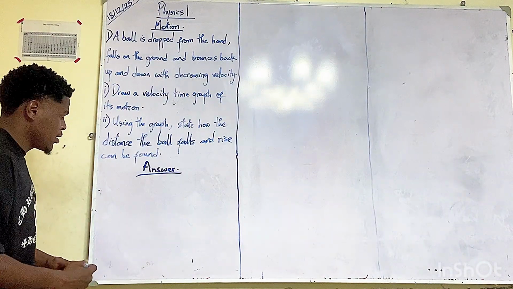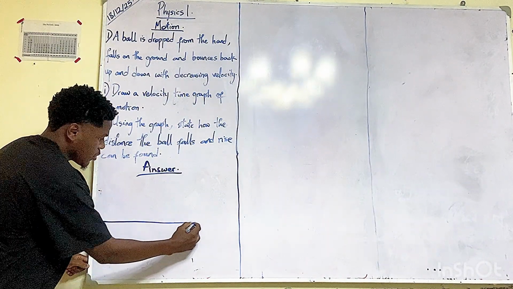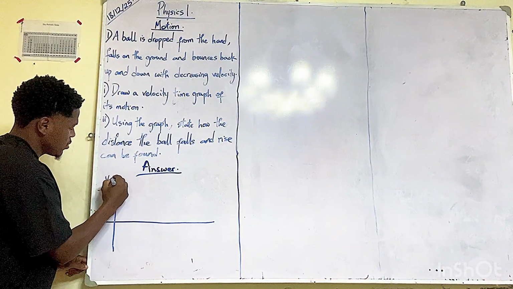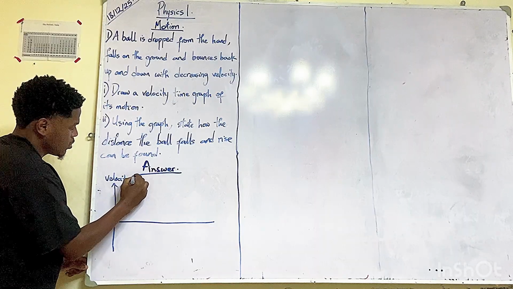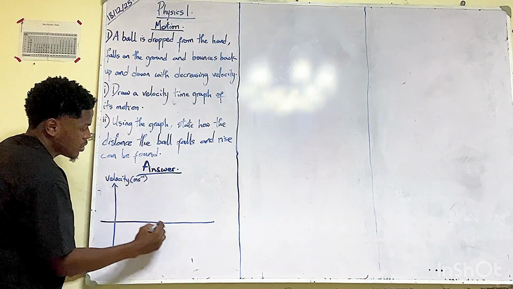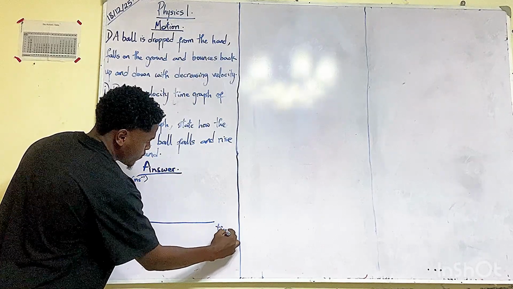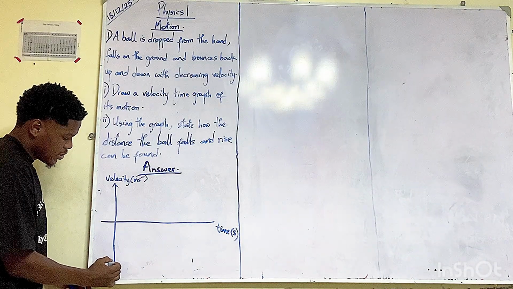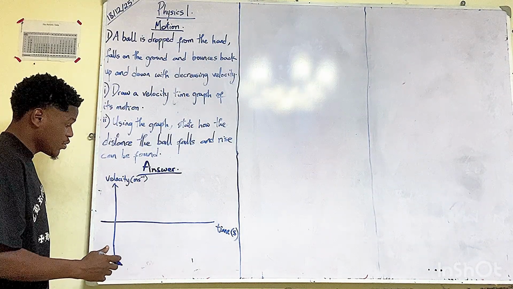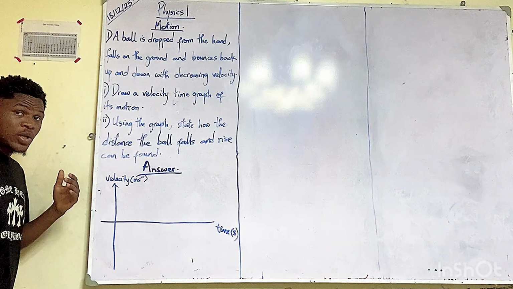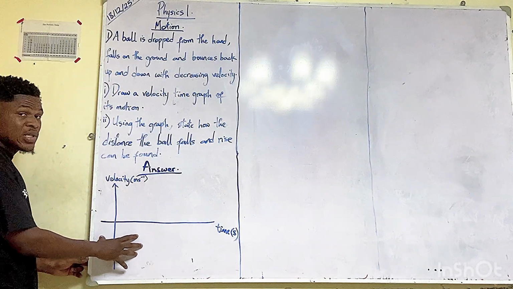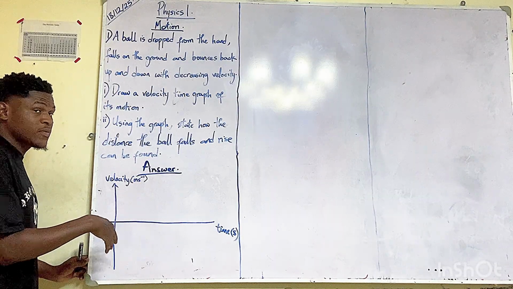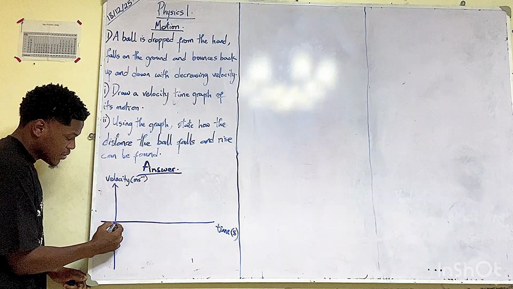Okay, so we proceed. You draw your graph, which is velocity in meters per second against time in seconds. So we said the body is starting from a velocity of zero. Let's use the downside of the graph to show our downward motion and the upside of the graph to show our upward motion. So you say it's starting from zero.